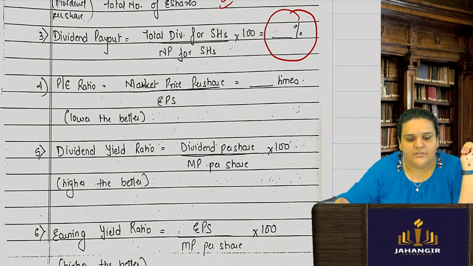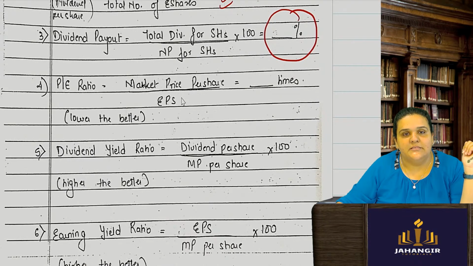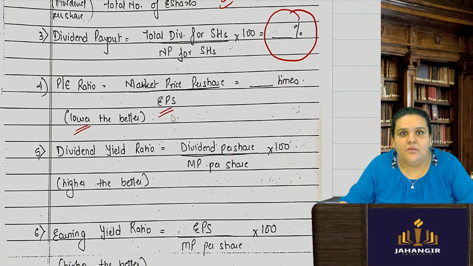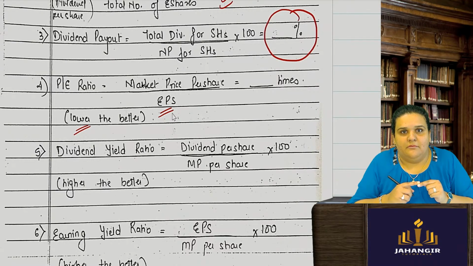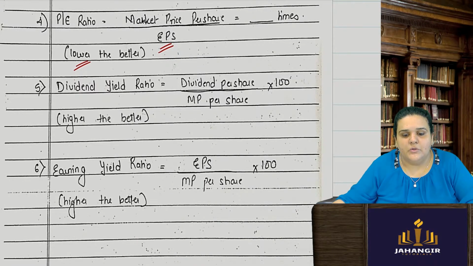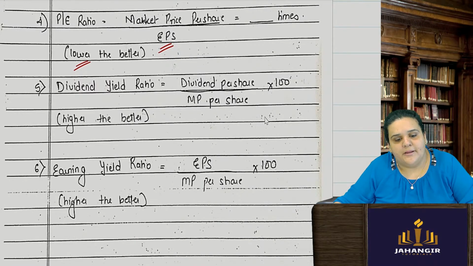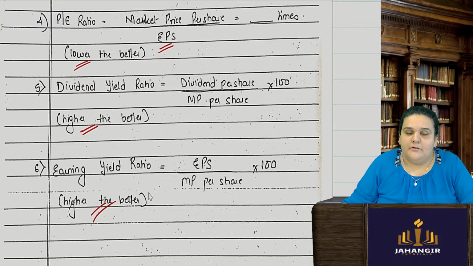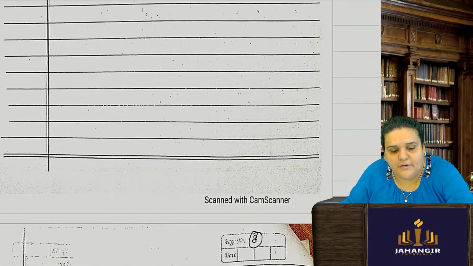Then we have the price earning ratio. Price earning ratio is nothing but market price per share upon earning per share. Lower is better, obviously, the price earning ratio should be lower. Why? That means I am able to reach the market price quickly with the earning per share I am getting. Then we have yield ratios. Dividend yield ratio: dividend per share upon market price per share, higher is better. Earning yield ratio: earning per share upon market price per share, again higher is better. So, all these formulas.